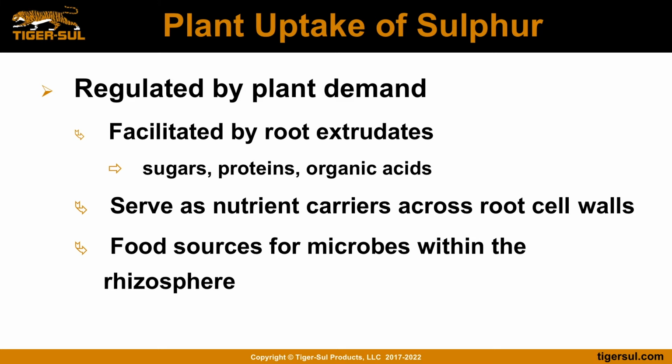It's facilitated by those root exudates, the sugars, the proteins, and the organic acids that are leaked from the plant roots. They also serve as nutrient carriers across the root cell walls. And, as mentioned earlier, they provide a food source for the microbes within that rhizosphere.